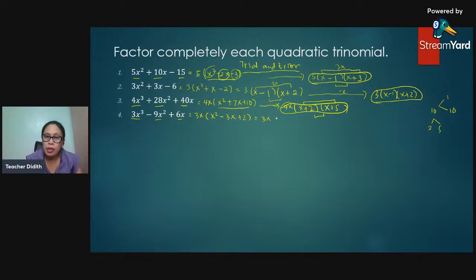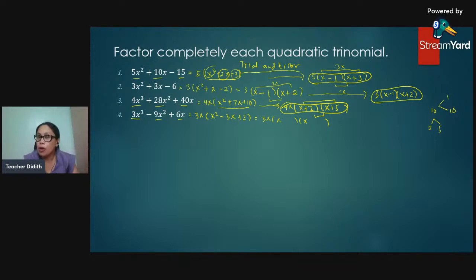So we have to write 3x, not forgetting that 3x is one of the factors also. So we have x here and then x here. Take note that the last term is positive 2. Again, same with the third example, positive 10. So the factors of positive 2 are either a pair of negative factors or a pair of positive factors. Since the middle term has a minus sign, we're going to consider a pair of negative factors.